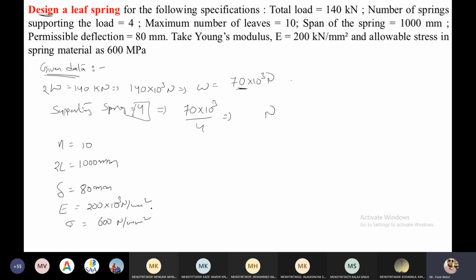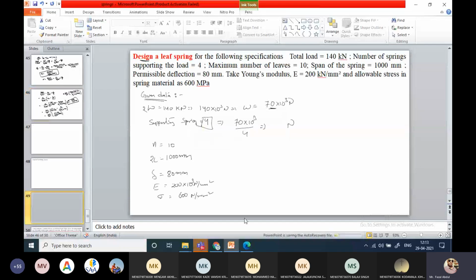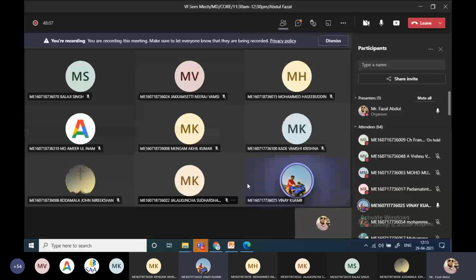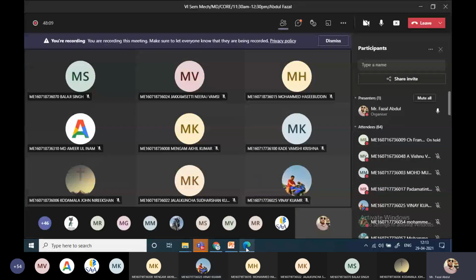So what is the load carried by each spring, Babu? Tell me the answer. 70 into 10 to the power of 3 divided by 4. How much, Babu? Are you there, Babu, or listening to the class or not? Nobody is responding. Sir, 17500. 17500. Okay.